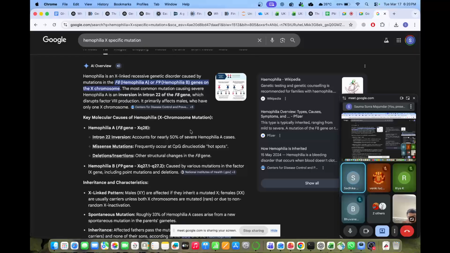I was interested about the disease. Yeah, this does not look like a loss of function mutation.